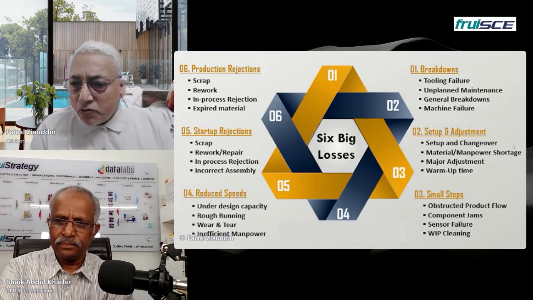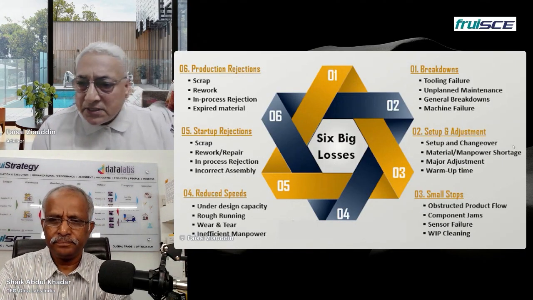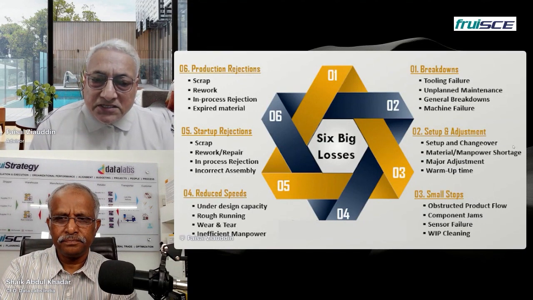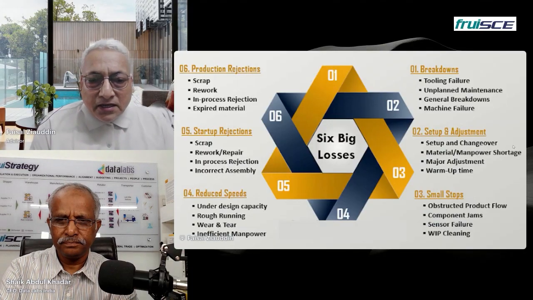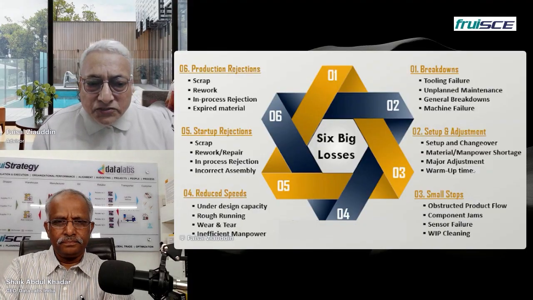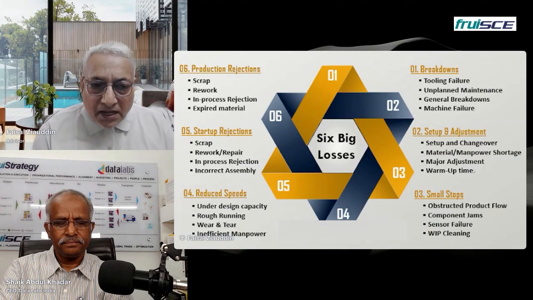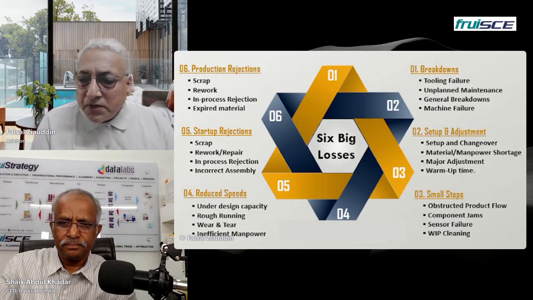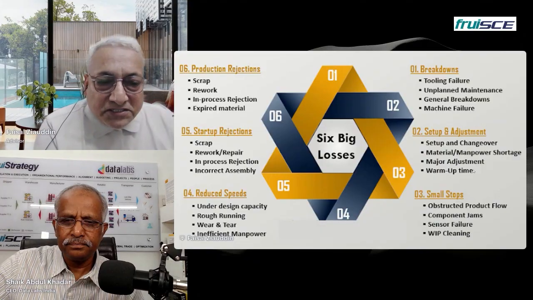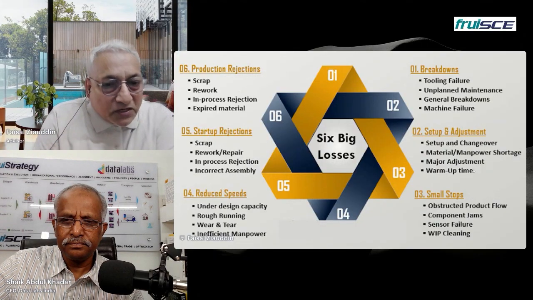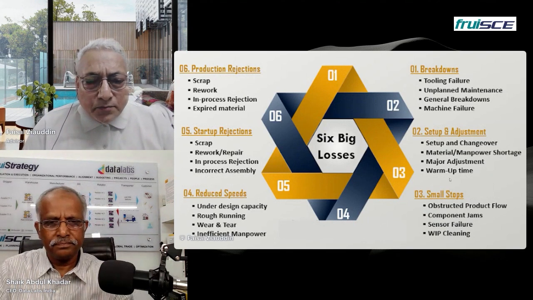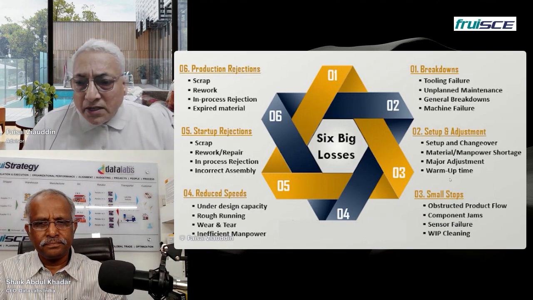Then you have 3 and 4, which talk about small stops and reduced speeds. Frequent interruptions, sensor blockages, material jams, which operators have to resolve. Reduced speeds means equipment running slower than its ideal theoretical cycle time. This is most of the time what the manufacturer or the OEM has mentioned. Organizations prefer to move at say 80% of that capacity. Poor habits and poor material, so these all lead to reduced speeds.